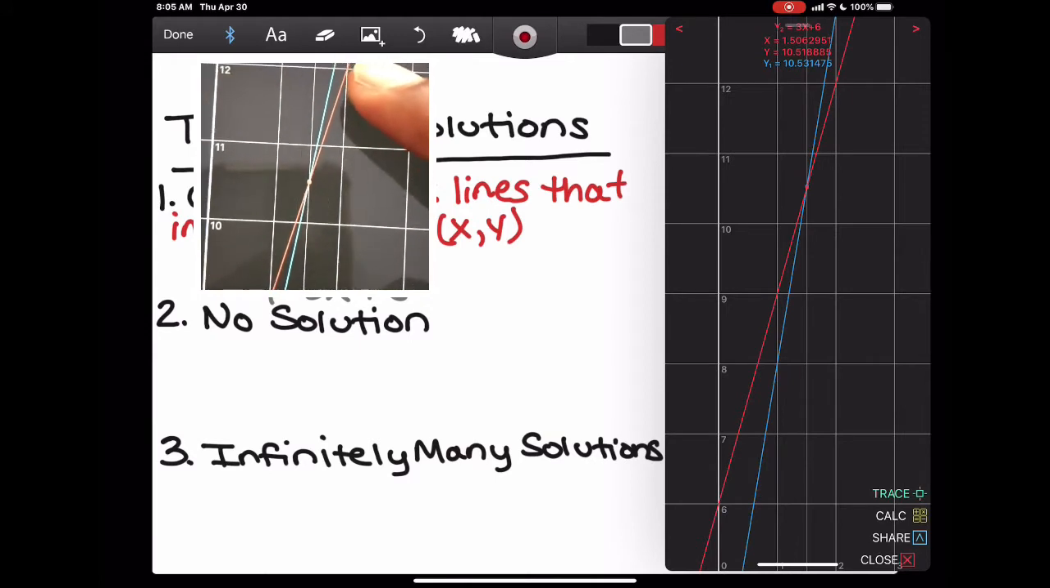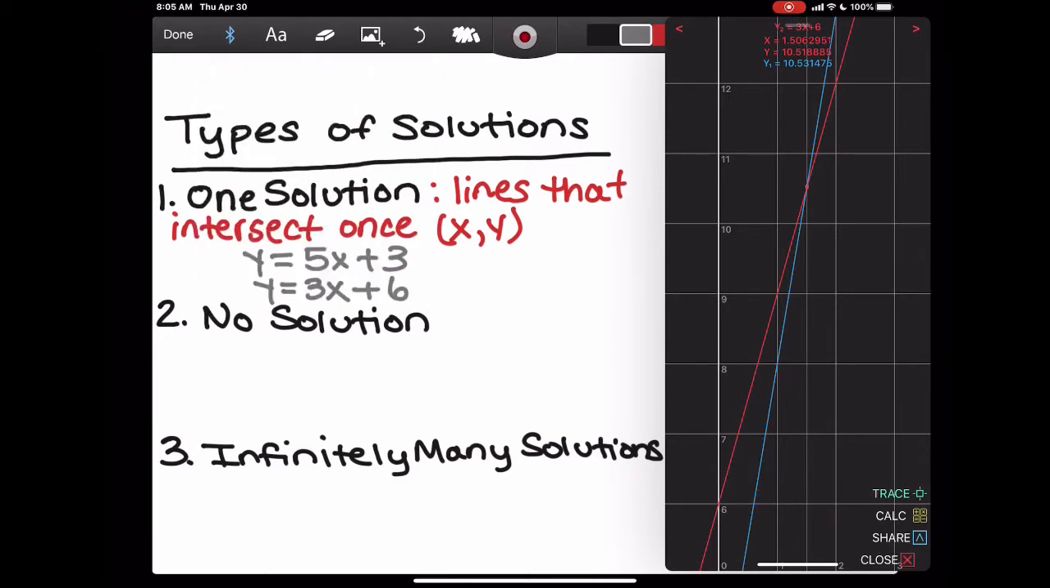So again, you have to have two different equations that, when you graph them, are going to cross at some point, and they're only going to cross once, and that particular point is going to be the solution.